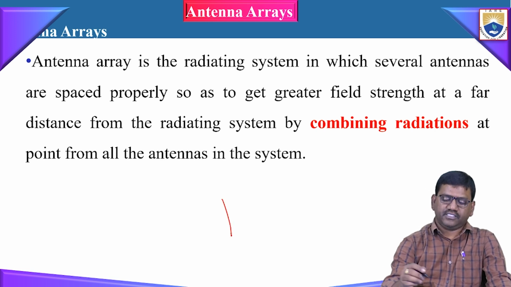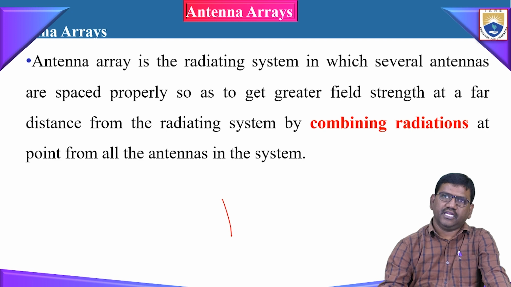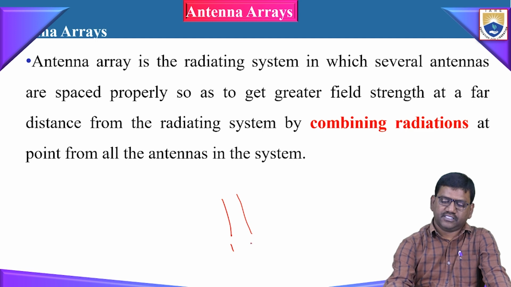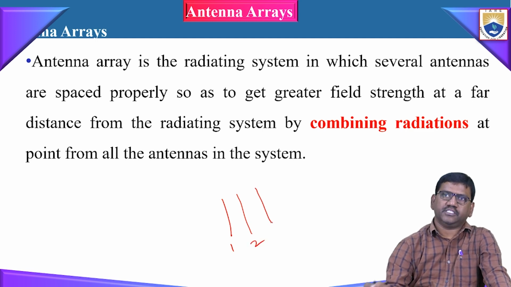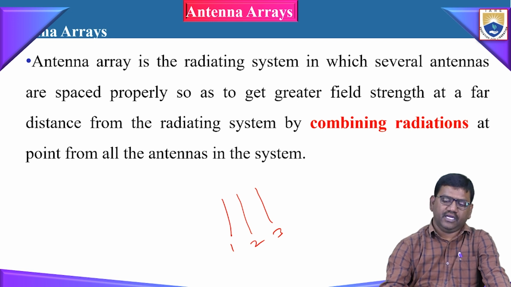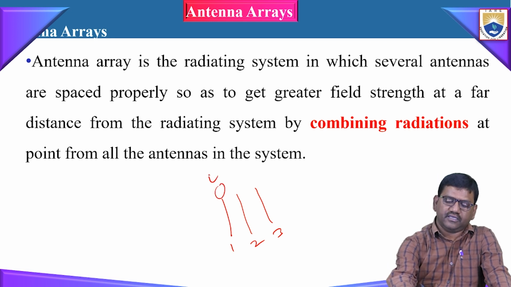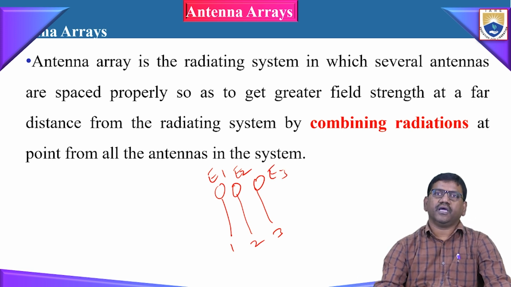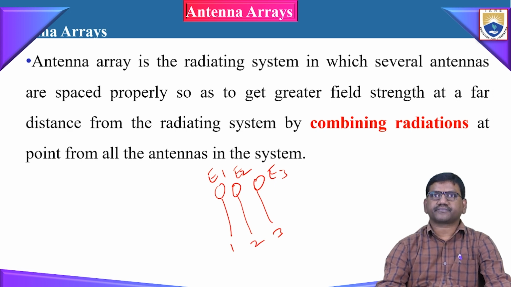Here, this is known as an antenna or a single element. Let us assume this as 1. There is another element placed here, let us assume this as 2. Another antenna is placed adjacent to each, this is 3. Every element of the array radiates some amount of electromagnetic energy. Let us assume the amount of radiation produced by 1 is E1, by 2 is E2, and by 3 is E3. The total radiation produced by all the elements of an array is the combination of the radiation produced by each individual element of the array.